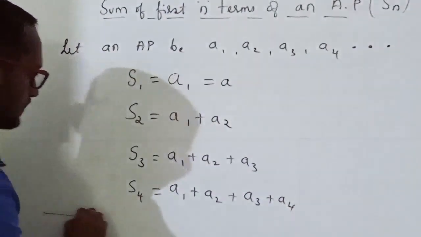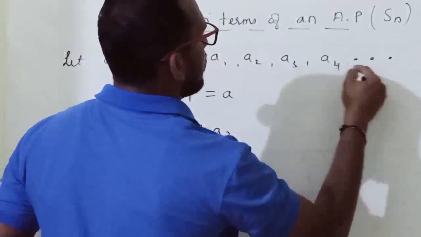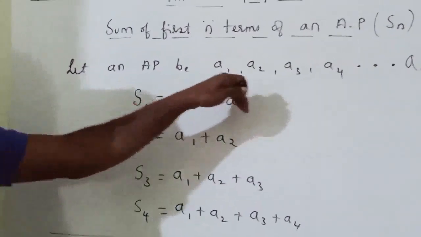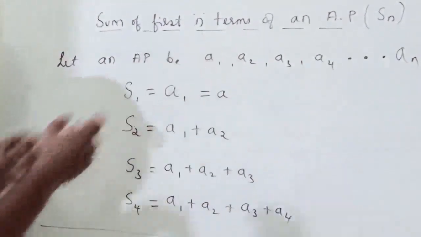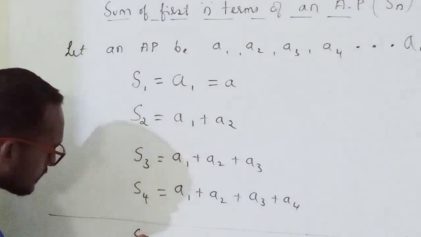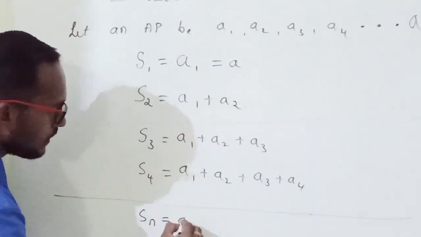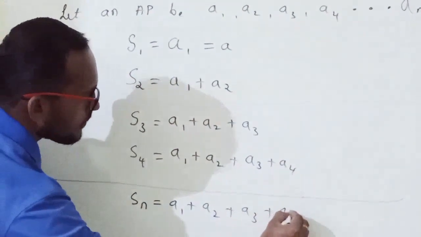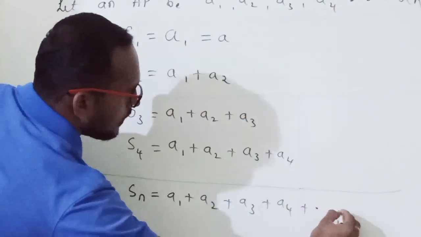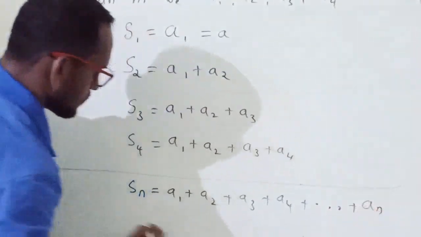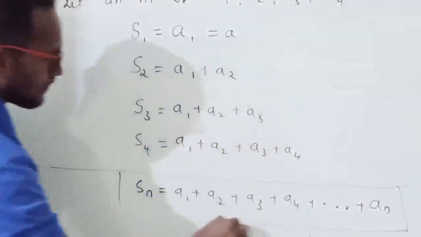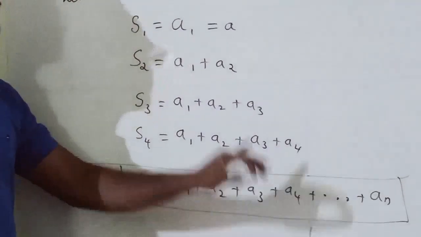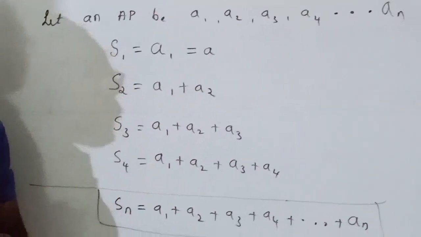So if I extend this knowledge, suppose the AP contains n terms, up to n terms. Now if I write Sn, it's very easy to write. Sn is equal to A1 plus A2 plus A3 plus A4 plus etc. up to the nth term. So this is called the sum of first n terms of an AP, if A1, A2, A3 are in the AP.